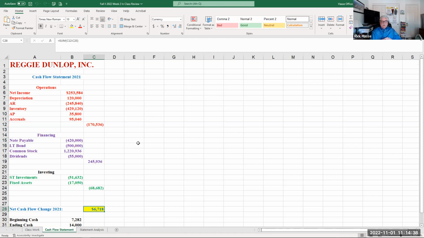As far as a financial manager or a corporate financial representative, CFO, the cash flow statement is the most important statement. It tells us where money is coming in: net income, depreciation, accounts payable, accruals. Where is money going out? Accounts receivable, inventory. Wait a minute, Mr. Hassey. Accounts receivable is collection of money. How can that be a negative cash flow?